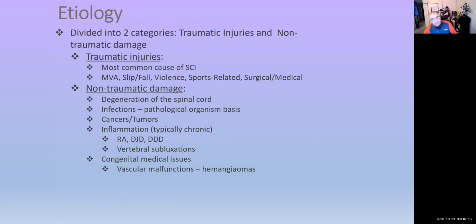So when we talk about spinal cord injuries, when you're looking at them in the hospital, they're going to be listed as either a traumatic spinal cord injury or a non-traumatic. Traumatics are usually the most common. Those are motor vehicle accidents, motorcycle accidents, slips and falls, right?